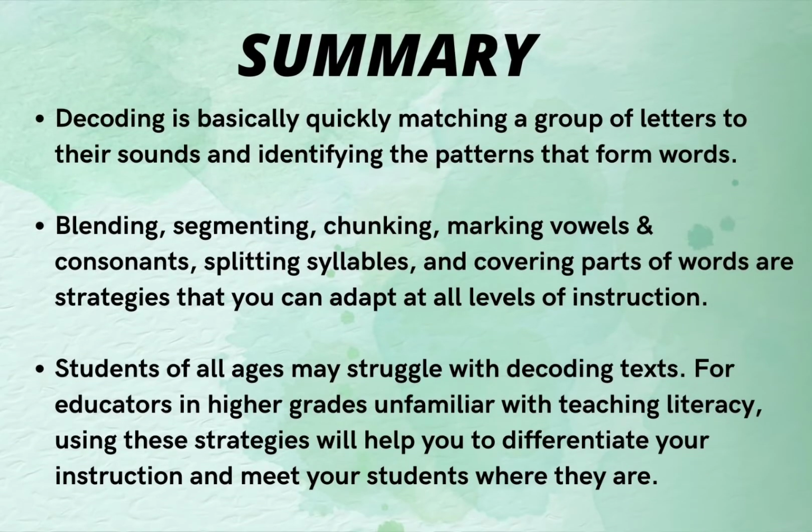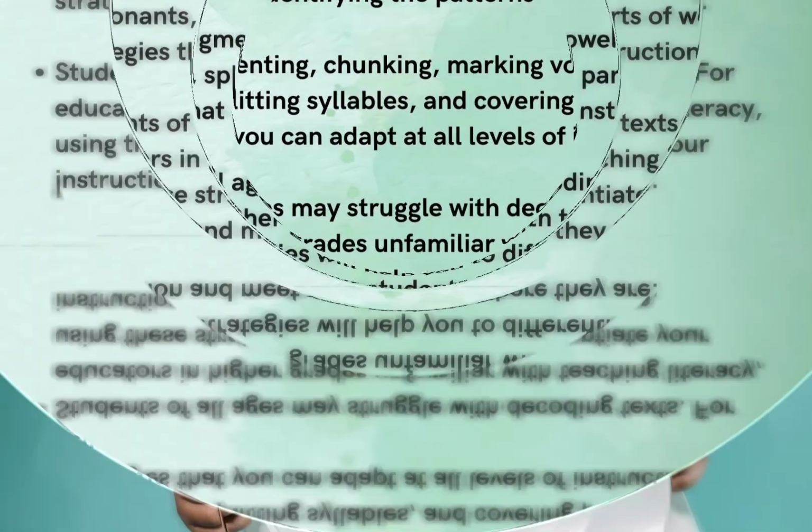Decoding is basically quickly matching a group of letters to their sounds and identifying the patterns that form words. Blending, segmenting, chunking, marking vowels and consonants, splitting syllables, and covering parts of words are strategies that you can adapt at all levels of instruction. Students of all ages may struggle with decoding texts. For educators in higher grades unfamiliar with teaching literacy, using these strategies will help you to differentiate your instruction and meet your students where they are.